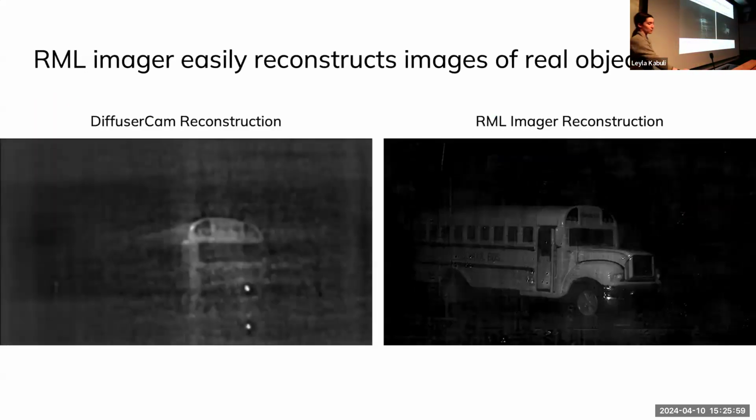Here's some examples of the performance of the RML imager on real objects with external illumination. This is an example with a school bus. I was unable to get a good reconstruction with diffuser cam. Diffuser cam is harder to use. It's harder to align it, harder to get a good illumination position. So the best I could do was this blurry situation of a school bus. In contrast, the RML imager, I just shined my flashlight on it and I was able to capture a pretty clear image of the school bus. You can even kind of read the text on the side.